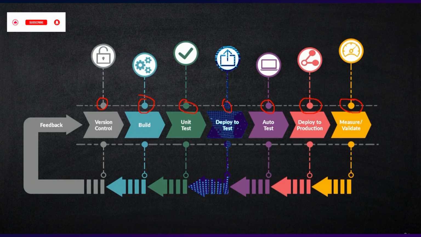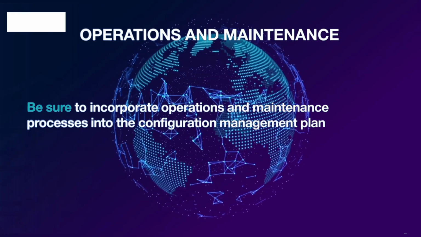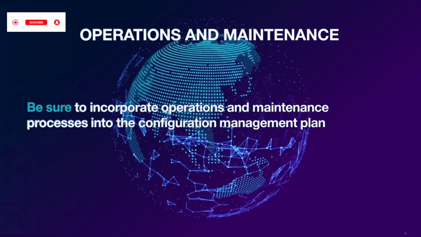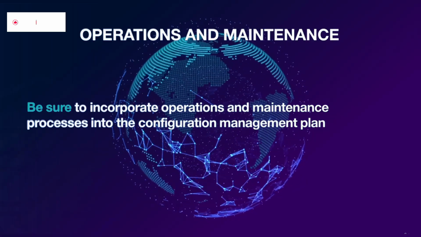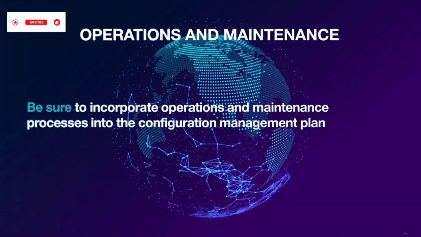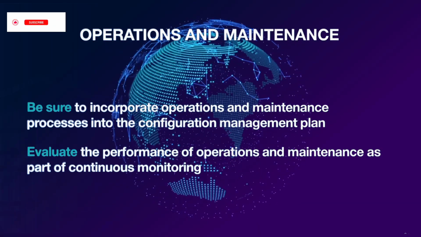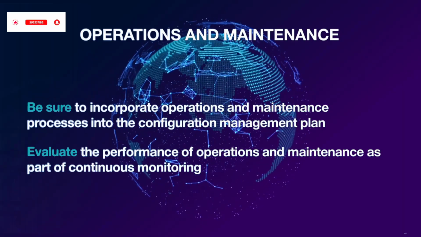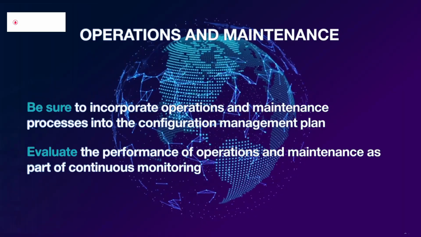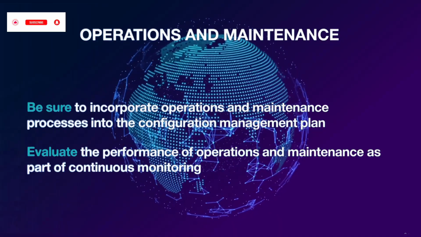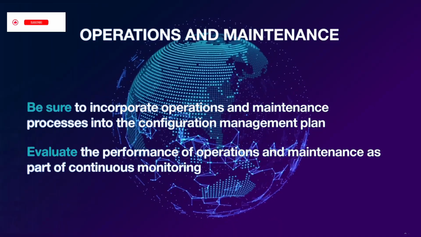Now again, make sure to incorporate the operation and maintenance process into the configuration management plan. It should be part of the configuration management process. So it has to be in the plan, and we want to evaluate the performance of O&M as part of the continuous monitoring. We are not making any of the changes part of the maintenance. It is just making sure that our security baseline remains intact. So we are doing those periodic assessments, those periodic tests to make sure things are solid.